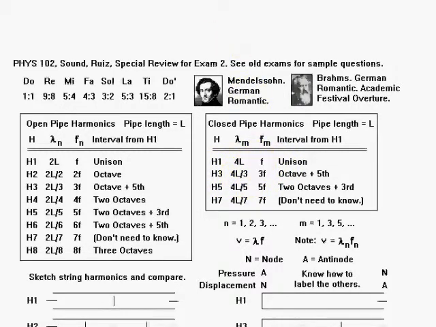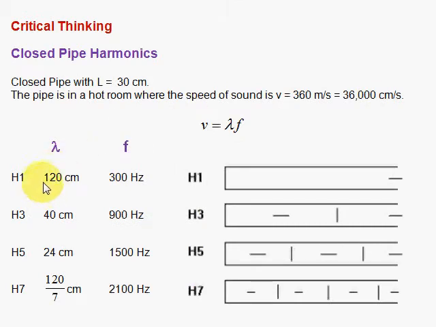To get the next harmonic, the third one, because it's odd, the even one is not present, we need to divide by 3. So divide 4L by 3. 3 into 12 is 4. The 0 hangs around, and we get 40 centimeters.